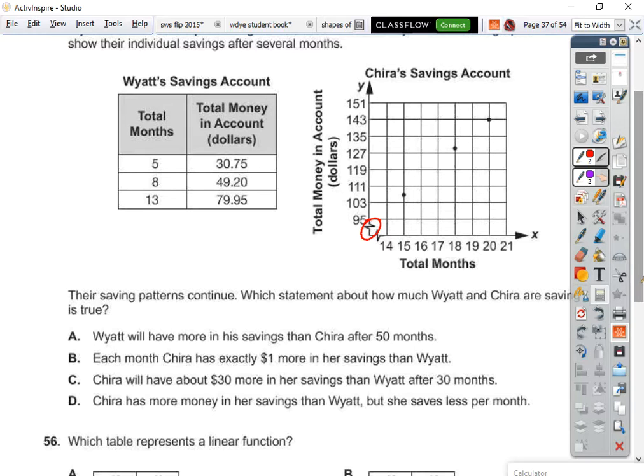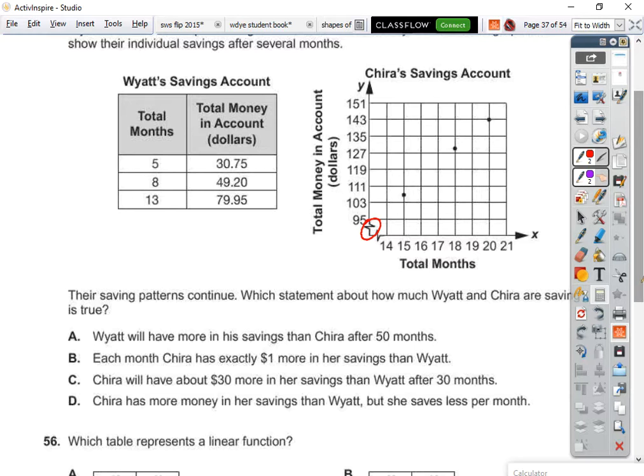Wyatt will have more in his savings than Kira after 50 months. Each month, Kira has exactly $1 more in her savings than Wyatt. Well, that would mean they would have the same slope. Kira will have about $30 more in her savings than Wyatt after 30 months. Kira has more money in her savings than Wyatt, but she saves less per month.